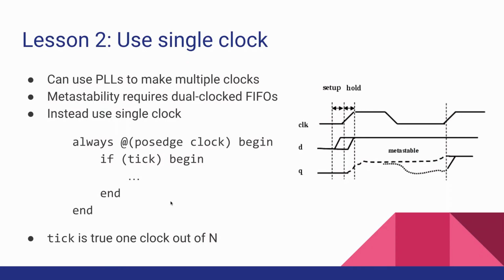I don't know what the name of this is, but basically, if you're tempted to use a PLL, resist and try to find a least common multiple of all your different clocks, and just use ticks to slow down the different parts. And what you can say is if tick, and that's true 1 out of 3, anything in the middle will actually happen 1 time out of 3 clocks. So it'll happen at 50 megahertz even though your actual clock is running at 150.